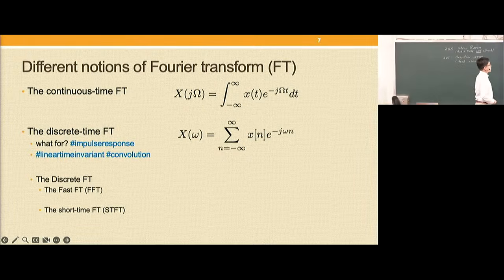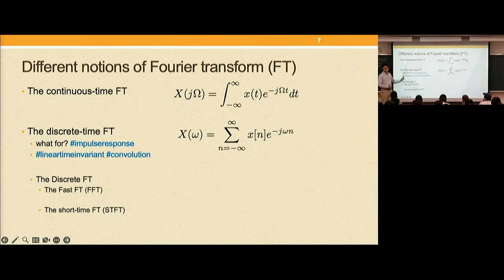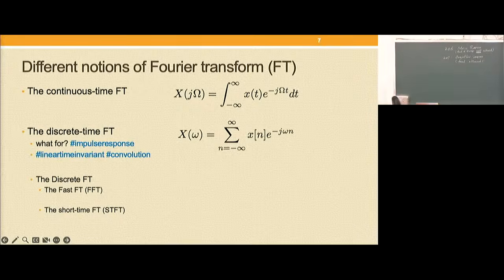So just to take a look, if you haven't taken a look, here we have the definition of the continuous time Fourier transform. FT stands for Fourier transform. You will be taking the signal in time and decomposing the signal into the frequency domain by performing this integral.